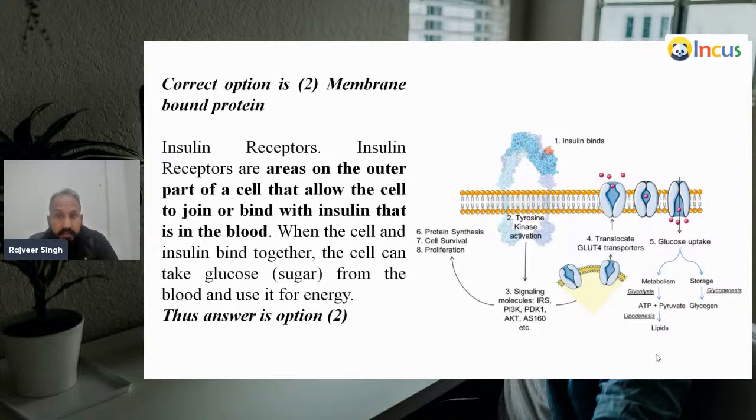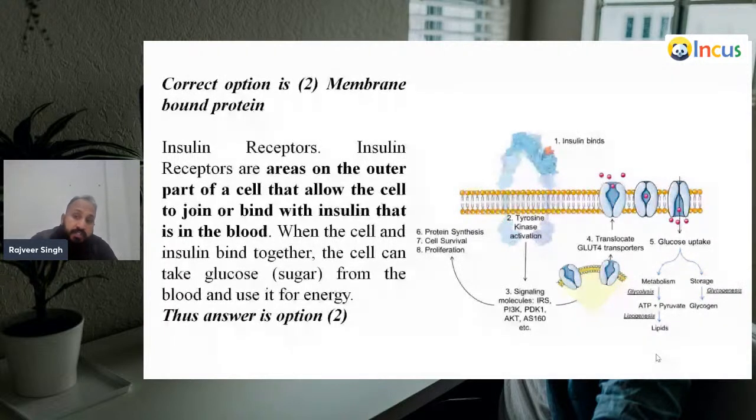If we see in the diagram part, first of all insulin binds in the outer part, then after tyrosine kinase activation, and this tyrosine kinase activation comes signaling molecules IRS, PI3K, PDK1, AKT, AS160, etc. Then after, fourth part, translocate GLUT4 transporter.